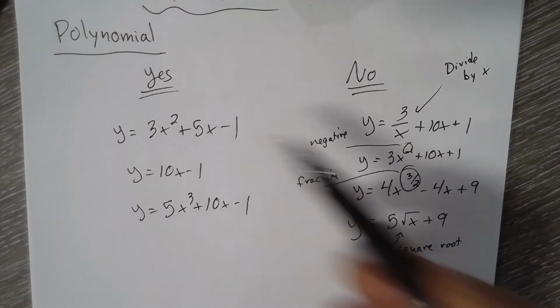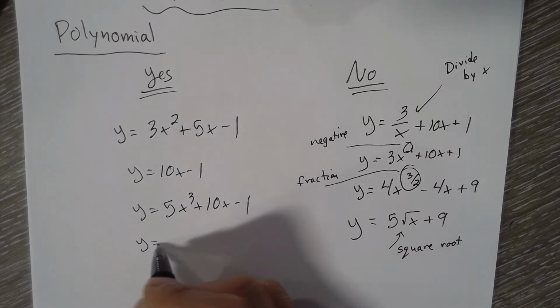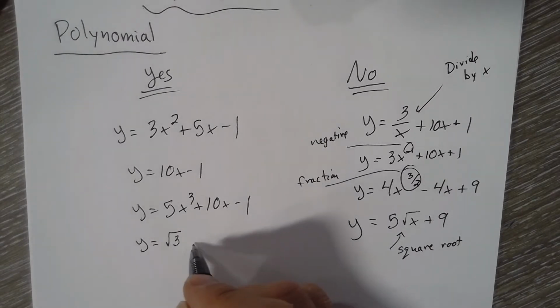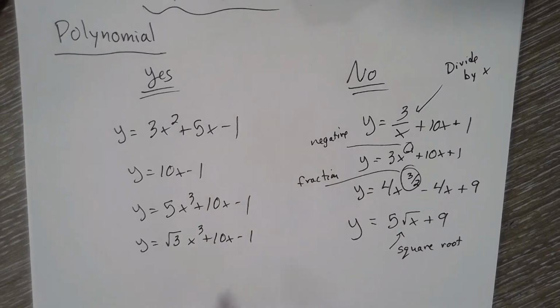Okay, so those are polynomials. We've dealt with polynomials a lot. This is a polynomial. I can have the square root of 3x cubed plus 10x minus 1. That's okay because the square root is just on the number. It's not on the x. So this coefficient is a square root of 3. We're still good. That's still a polynomial. But if it's square rooting the x, then it's not good.